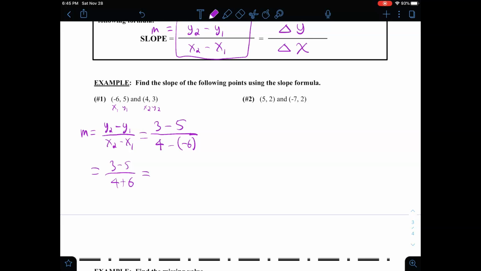So now we've got to simplify this. What's 3 minus 5 going to be? It's negative 2. What's 4 plus 6? That is 10. Always attempt to simplify. We'll always simplify your fractions at the end.